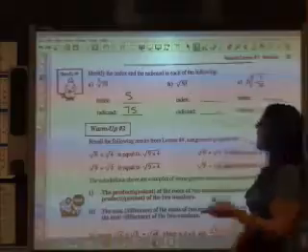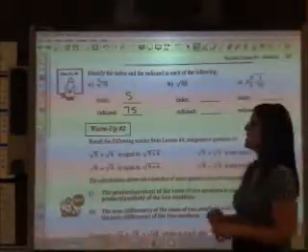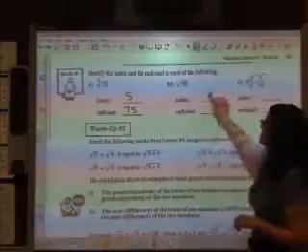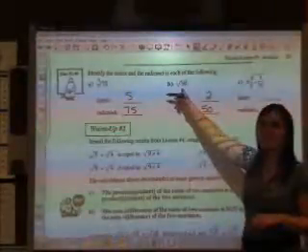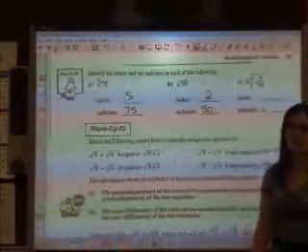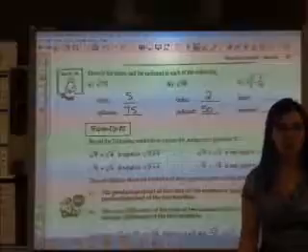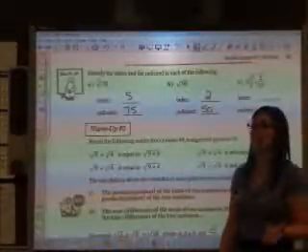Good. How do I read B? Square root of 50, so what's the index? 4. And the radicand? I can also read this one as root 50. So the square root or root 50 means the same thing. So you're going to hear me say root 50 a lot, or root 2, root whatever, instead of saying square root.